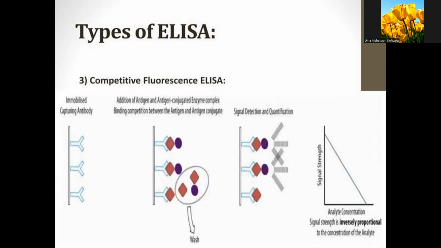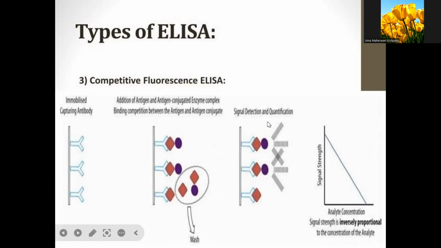Next, coming to the competitive fluorescence ELISA. Here, in this case also, we are taking the antibody onto the microtiter plate. Then we are adding antigen and antigen conjugated enzyme complex, so there is binding competition between the antigen and antigen conjugate. That is, enzyme linked antigen and normal antigen we are taking. Whichever is more in concentration will bind to the already existing antibody.